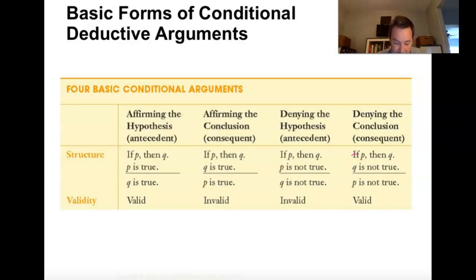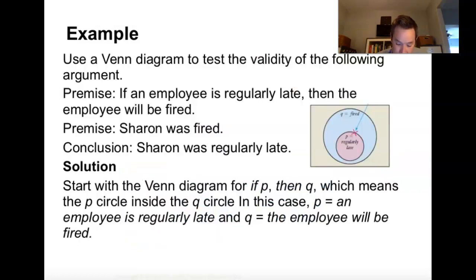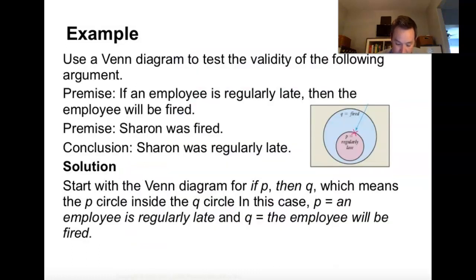And so let's just go back and talk about which one this was. So if P, then Q, P is true. So this is going to be affirming the hypothesis, right? If live in Chicago, then likes windy days, lives in Chicago. So we're affirming the hypothesis of that conditional statement. So let's do a second one.